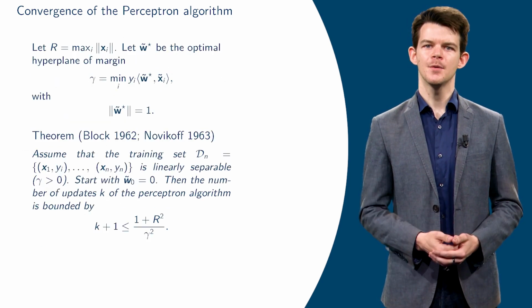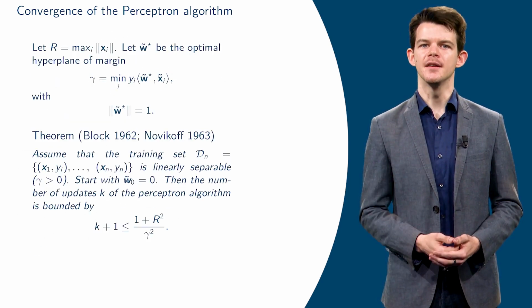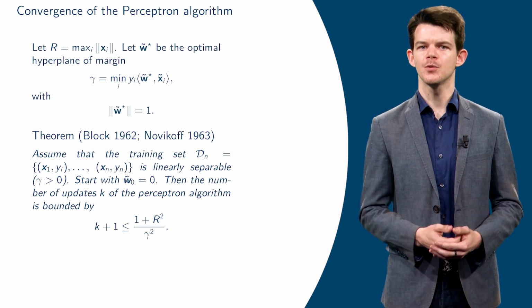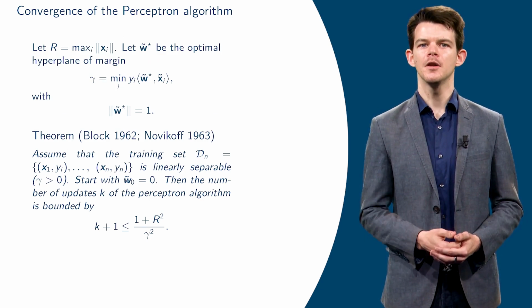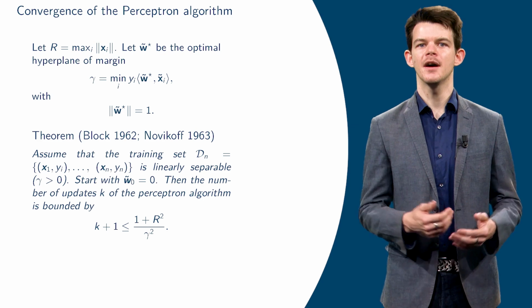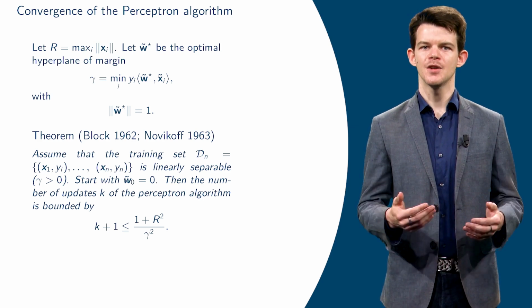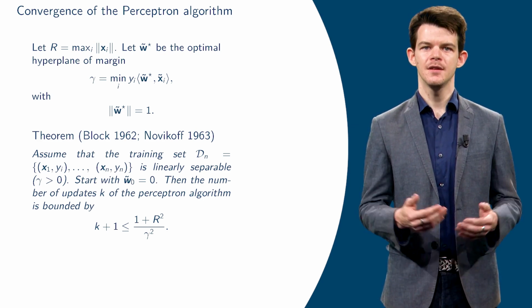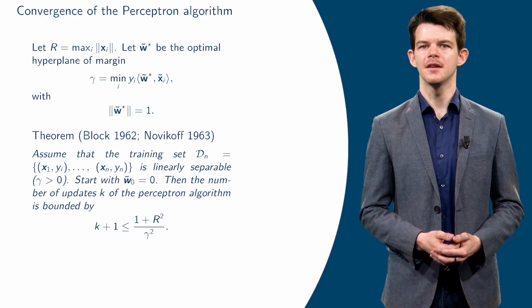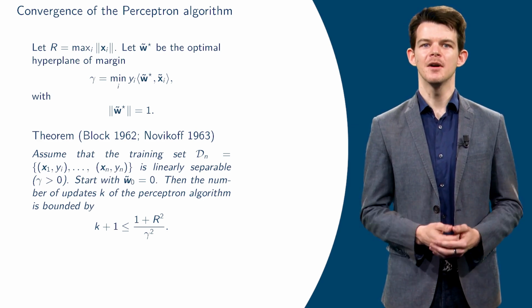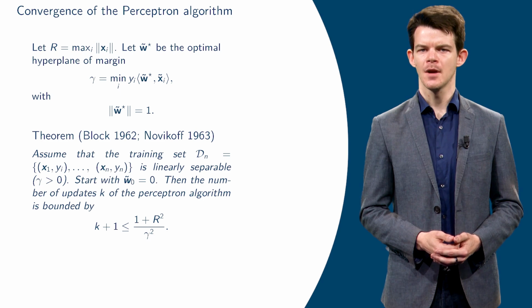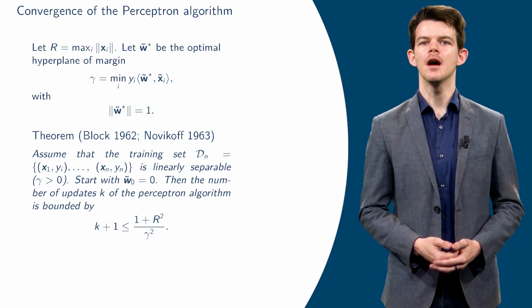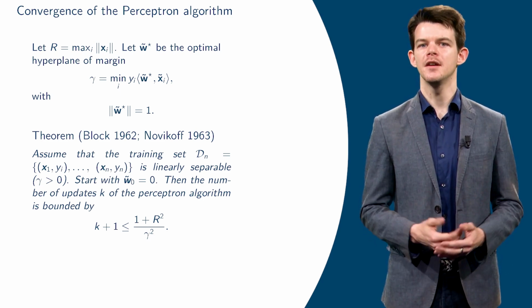We have the following theorem, which states that the number of updates needed for the perceptron to converge plus 1 is upper bounded by 1 plus R squared divided by gamma squared. The conditions are quite stringent, since you assume that the data set is linearly separable, which means that gamma is strictly larger than 0. Of course, in practice, it is really unlikely to find a dataset which is linearly separable.